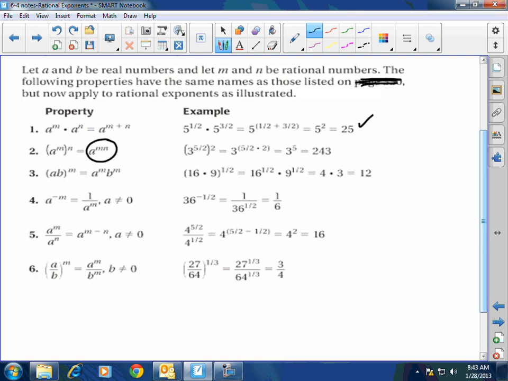When I have a to the m raised to the n power, I'm going to multiply the exponents. I'm going to distribute it. So I have 3 to the 5/2 and I'm going to distribute that 2 to the 5/2. 5/2 times 2 is 5. So 3 to the 5th is 243.